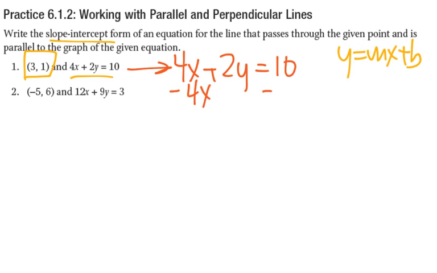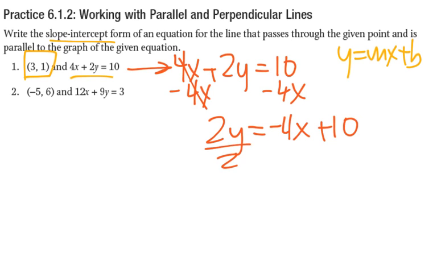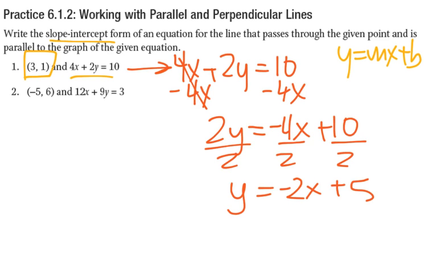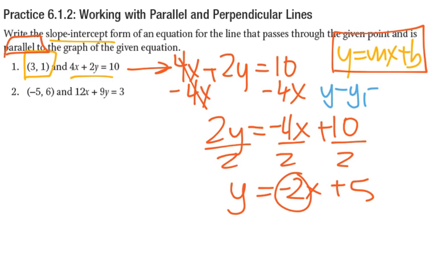So I'd subtract a 4x from both sides, giving us 2y equals negative 4x plus 10. And we divide everything by 2, and we get y equals negative 2x plus 5. Since it's a parallel line, parallel lines have the same slope, so my equation is going to have that slope. Now, we could try to use this, and I've done that on other videos, but there's another equation we can use. It's called the point slope equation, where it's giving you a point and a slope to fill in. So I'll want to use that one.